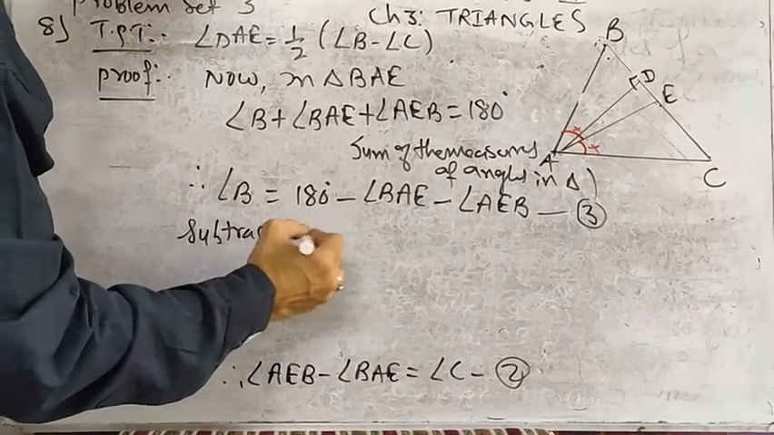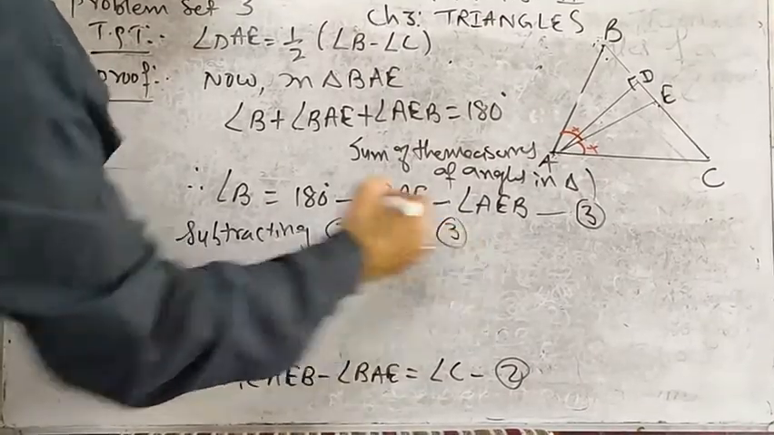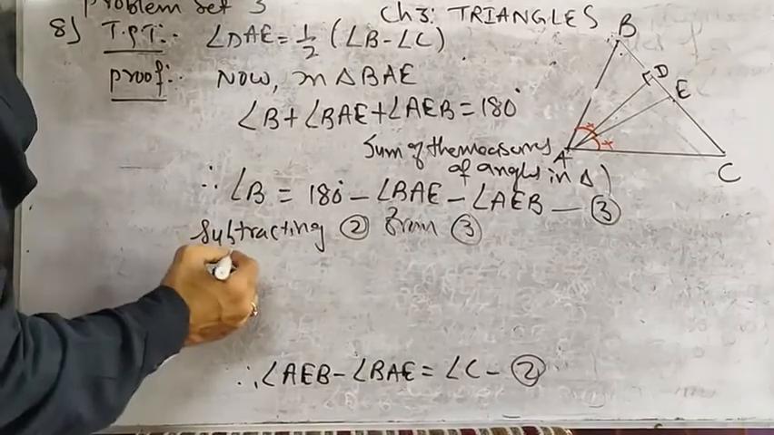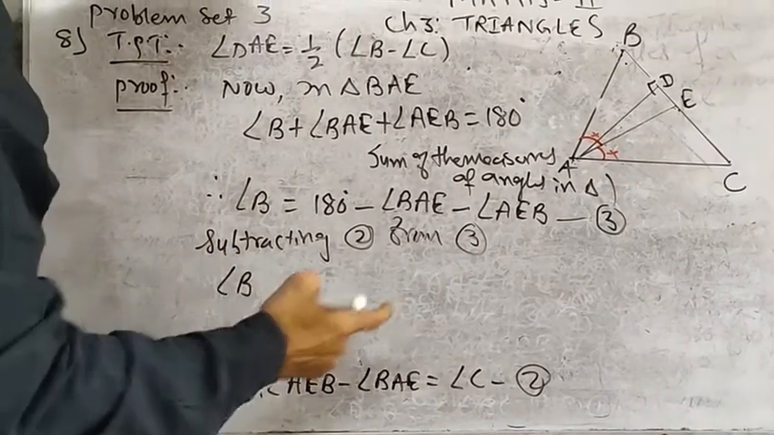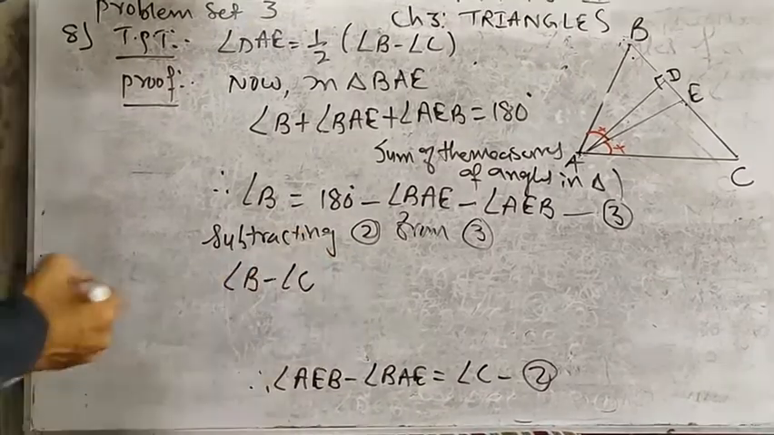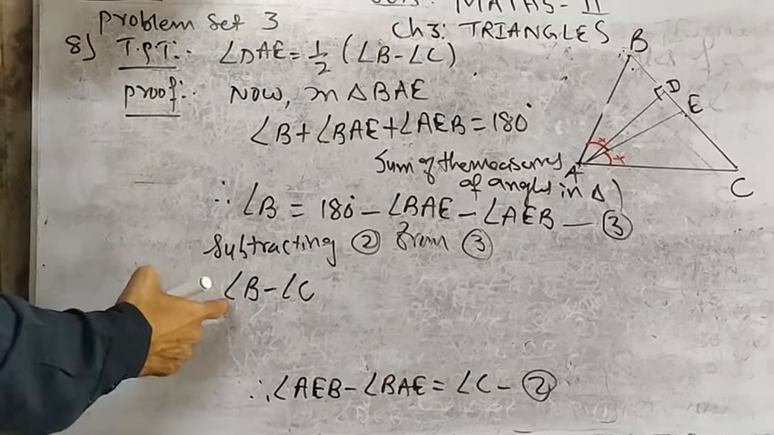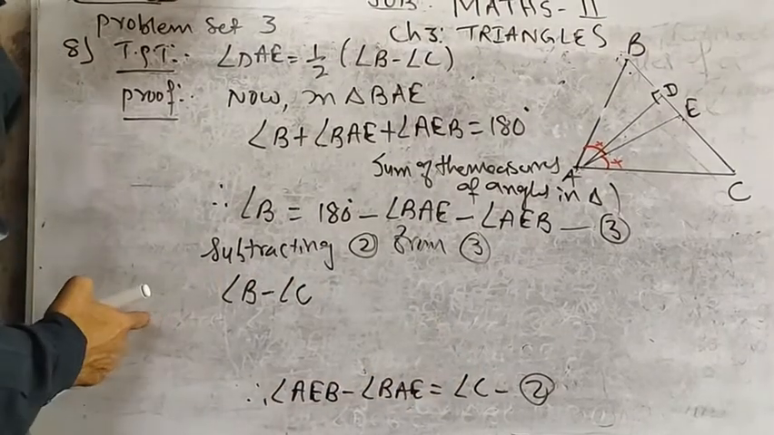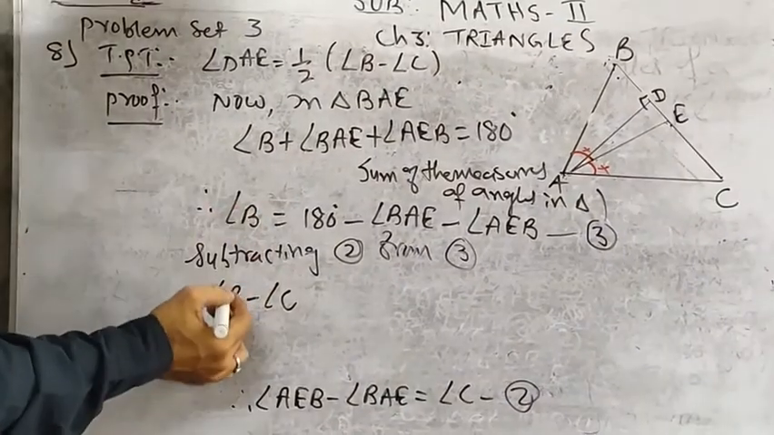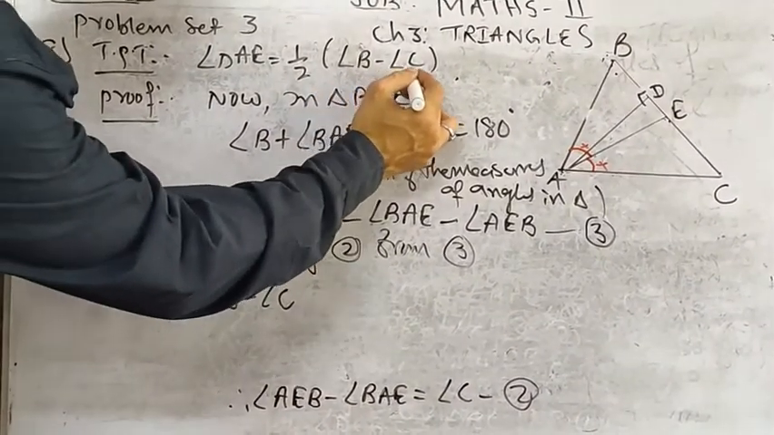Subtracting 2 from 3. From 3 means first write angle B, minus angle C. Okay, angle B minus angle C. Here we want angle B minus angle C.